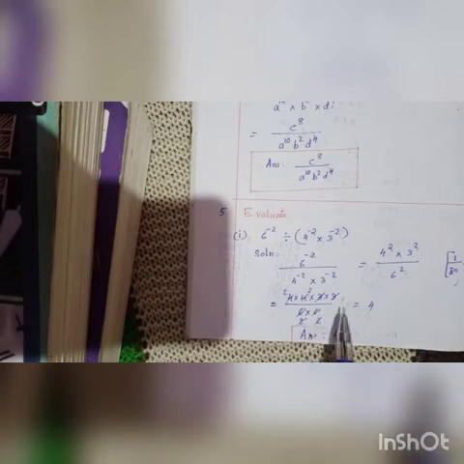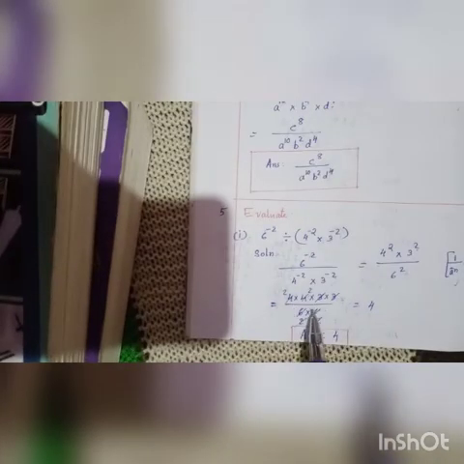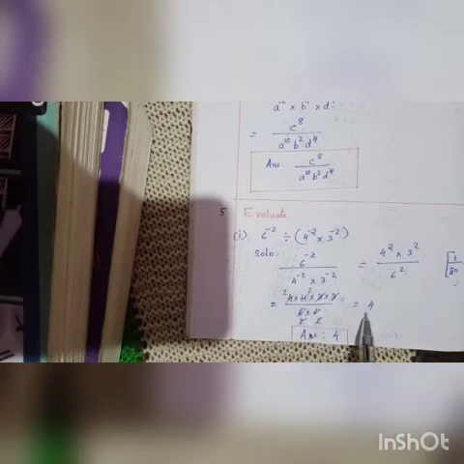Now first this 3 and 6 cancel, leaving 2. Second 3 and 6 cancel, leaving 2. This 2 and 4 cancel, leaving 2, and the next 2 and 4 cancel, leaving 2. Then all the numbers cancel, only 2 into 2 is remaining, so 2 into 2 answer is 4, so the answer is 4.